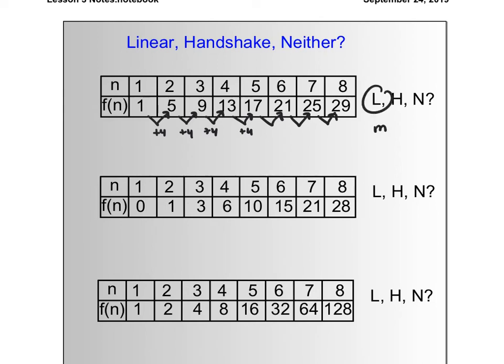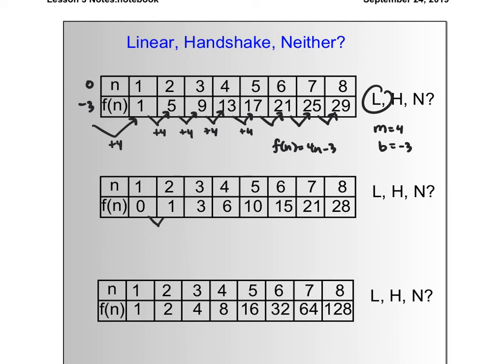It would have a common difference of 4, and it would have an initial value, or a 0th term. If I went back to the 0th term, it would be -3, right? Because I need to add 4 to get to the first term. Okay, so I would have a -3. So my function rule here would be 4n minus 3. All right, let's look at the second example.